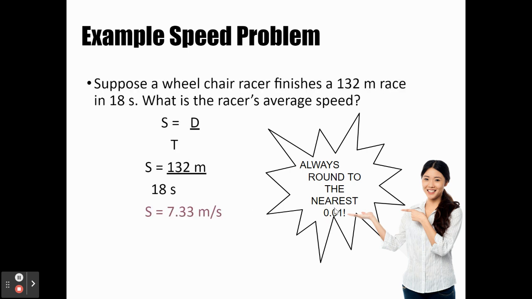All right, so suppose a wheelchair racer finishes a 132 meter race, here's our distance, in 18 seconds. So what's their average speed? Whatever. You know it's going to be distance over time. We're going to do meters over seconds. And this is going to be a very straightforward plug it into the calculator type of mentality. So 132 meters, division button, 18 seconds, and we're going to get 7.33 when we round, meters for every second.